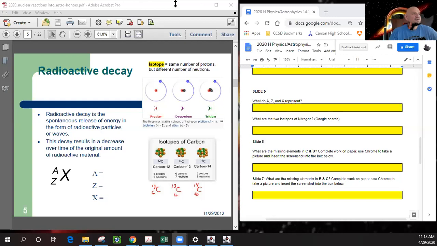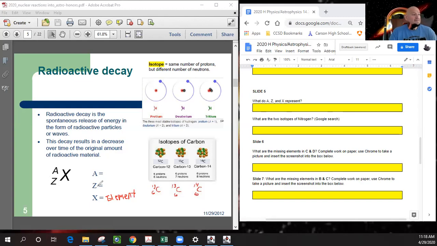So we're now on slide number 5 here, and radioactive decay. And now here's this, we probably should have gone over this first, but just to remember what A, X, and Z stand for. X here is the actual element. What is the element? Go ahead and write in here, element.